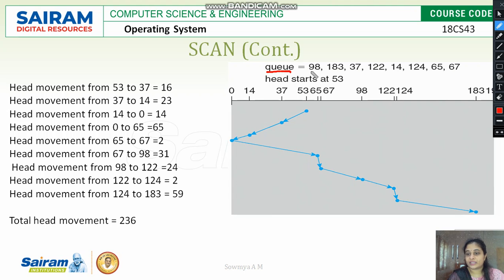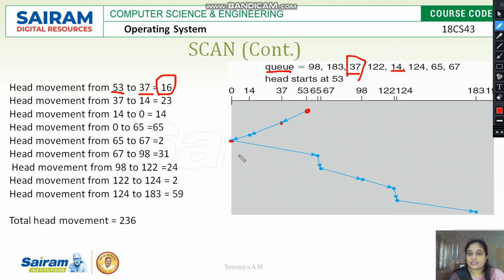The queue of disk requests is 98, 183, 37 and so on. If the position of the head is at 53, the scan method always moves towards 0 first. While moving from 53 to 0, the values coming between 53 and 0 will be scheduled first. The first value from the queue is 37, so the disk moves from 53 to 37, a distance of 16.